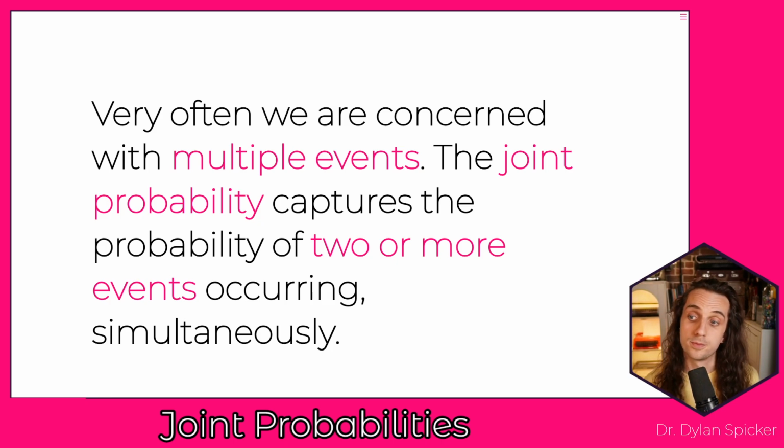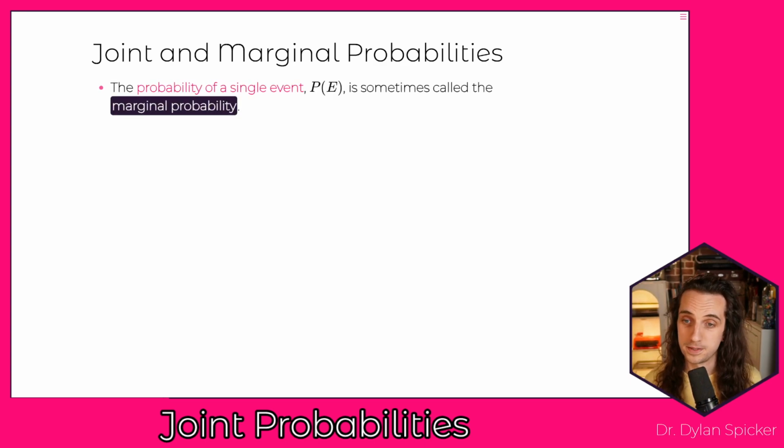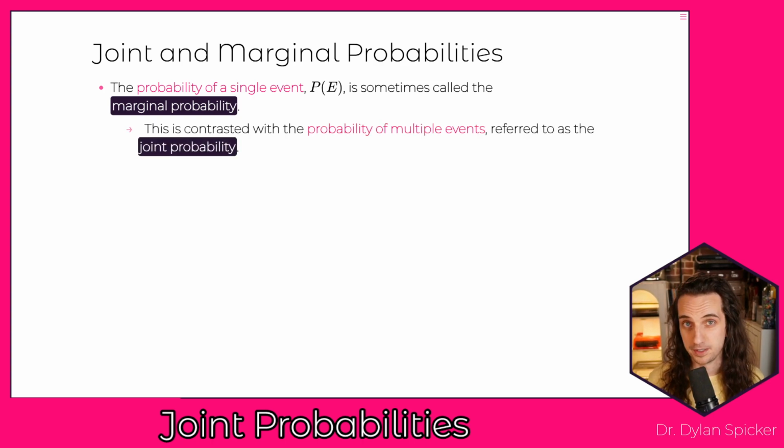So very often we'll be concerned with multiple events, and the joint probability is going to capture the probability that two or more events occur simultaneously. So in order to define joint probabilities, we actually want to start by updating our definition using the term marginal probabilities. So the probability of a single event, which we just write as P of E, is sometimes called the marginal probability of E. So when we have one event, we're referring to this as a marginal probability.